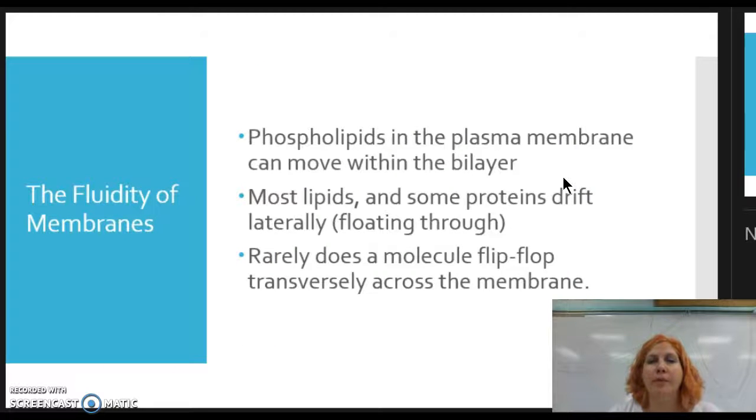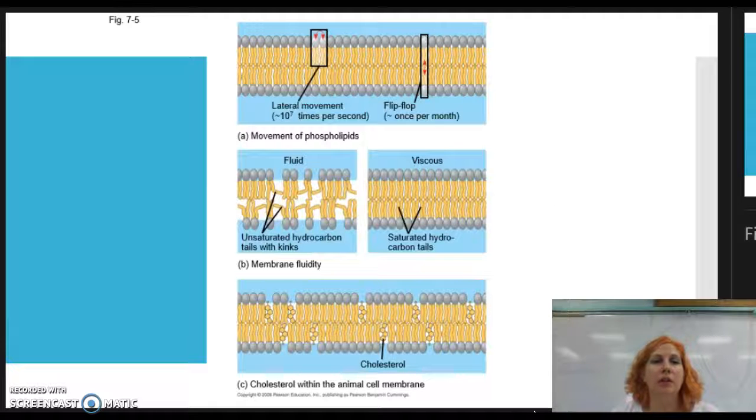The fluidity of membranes. Phospholipids in the plasma membrane can move within the bilayer. Most lipids and some proteins drift laterally, floating through. Rarely does a molecule flip-flop transversely across the membrane. So we can see this diagram here. Lateral movement, as shown here, is moving back and forth. Flip-flop, going up to down or down to up, is very rare.